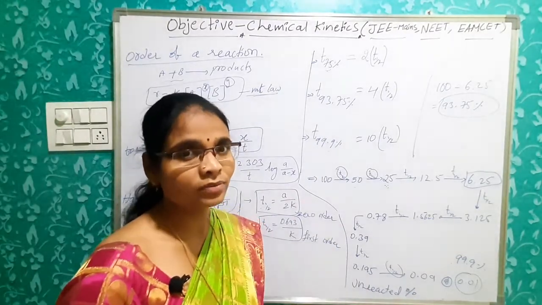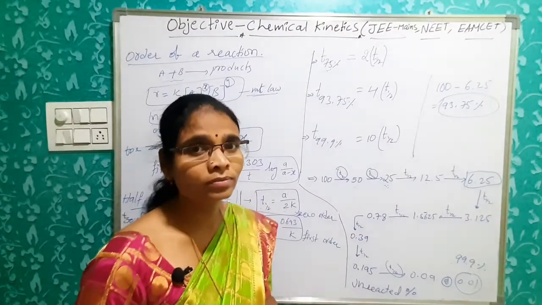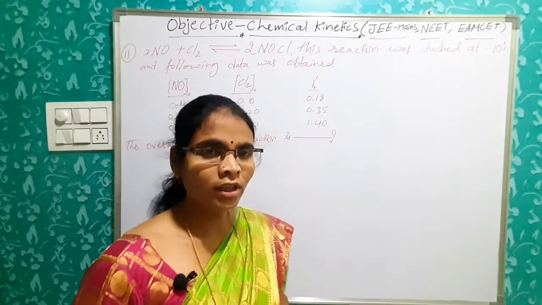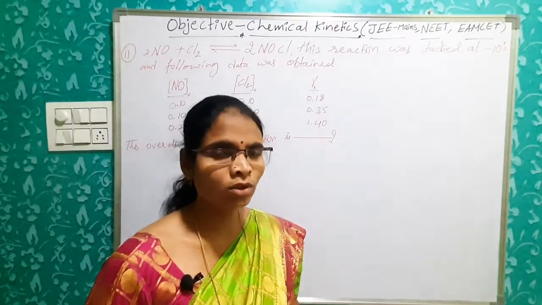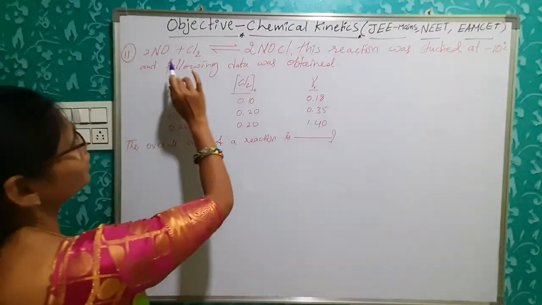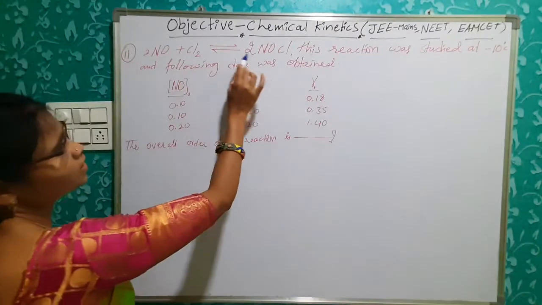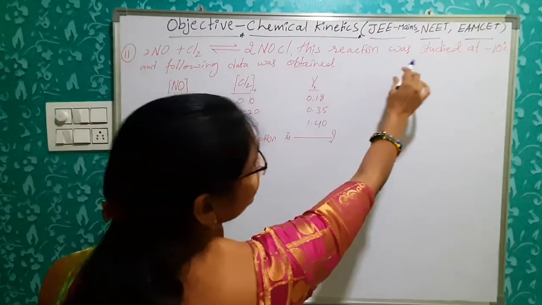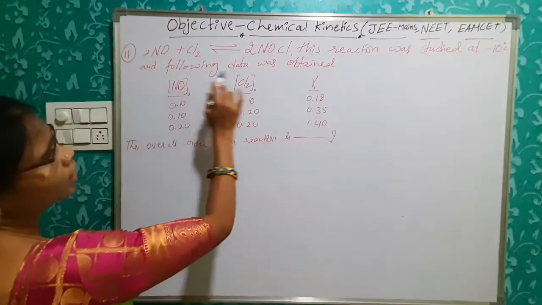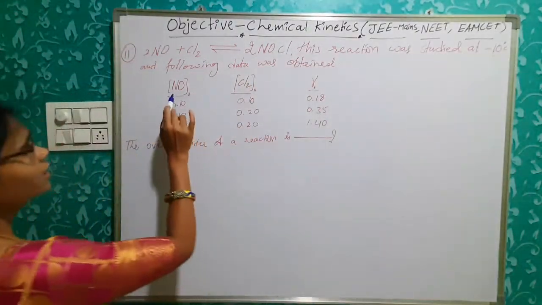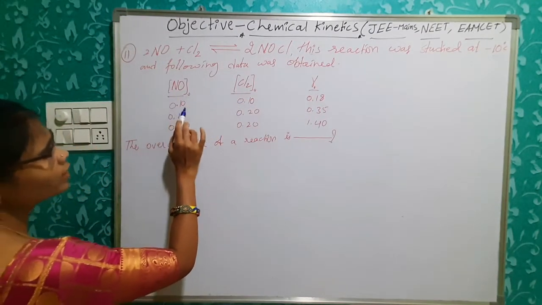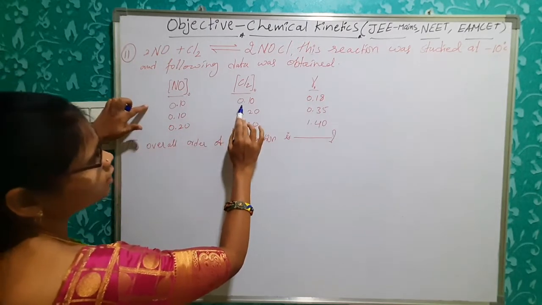Let's do some bits on these formulas. Now the 11th problem. In the previous video the 10 bits are over, so that's why the 11th bit. See here, 2 moles of NO, nitric oxide, react with Cl2 to give 2 moles of NOCl. This reaction was studied at minus 10 degrees Celsius and the following data was obtained. In the first experiment, the initial concentration of nitric oxide is 0.1, and Cl2 is also 0.1.